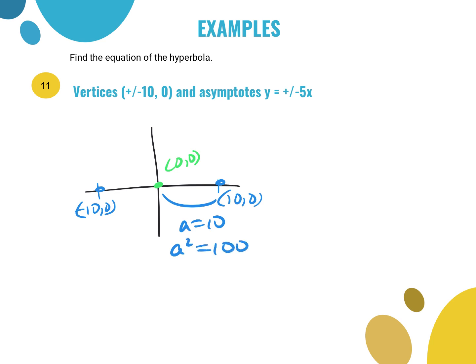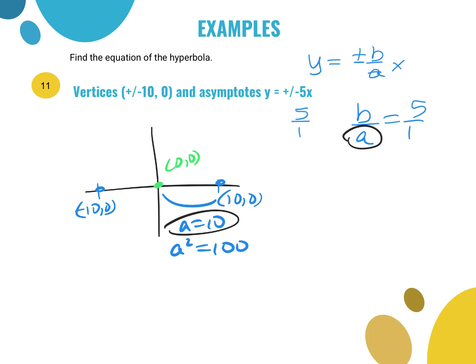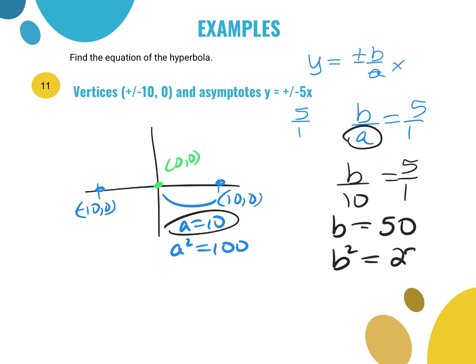Now this time they gave me an asymptote. And whenever my hyperbola is horizontal, I know my asymptotes are y equals plus or minus b over a x. So I can change this 5 into 5 over 1. So I'm going to be setting b over a equal to 5 over 1. Now I already know my a value. I can come back over here, a equals 10. So I'm going to replace this a with a 10. So I'll set this up as b over 10 is equal to 5 over 1. So b times 1 is b, and 10 times 5 is 50. So b squared is 50 squared, so 2,500.